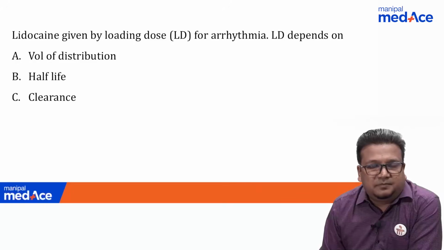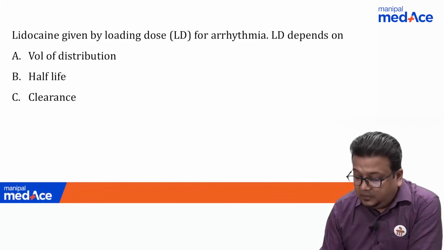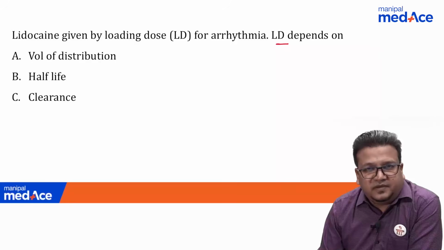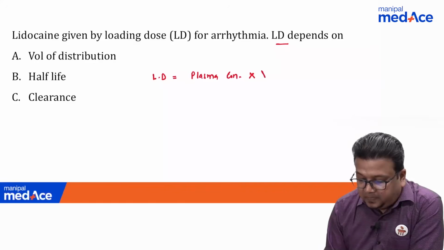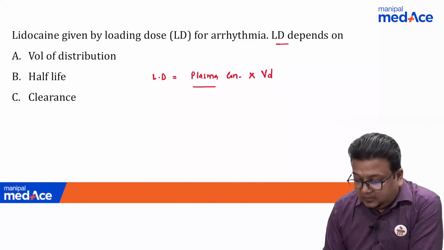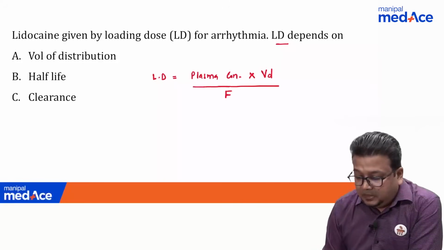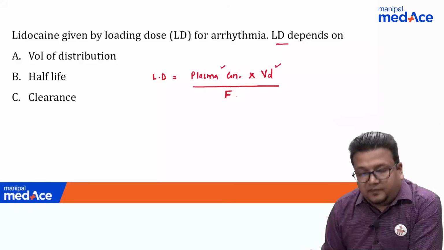Moving to the next question. Again, a simple concept-based question from general pharmacology. It says lidocaine is given by loading dose for arrhythmia. Loading dose depends on. It's a very simple and regularly asked question from general pharmacology. We know that loading dose is given by the plasma concentration at 0 hour multiplied only by volume of distribution. This is the simple formula. If we want the most appropriate formula, then we divide it by F or the bioavailability. So loading dose depends on the plasma concentration, volume of distribution and the bioavailability.